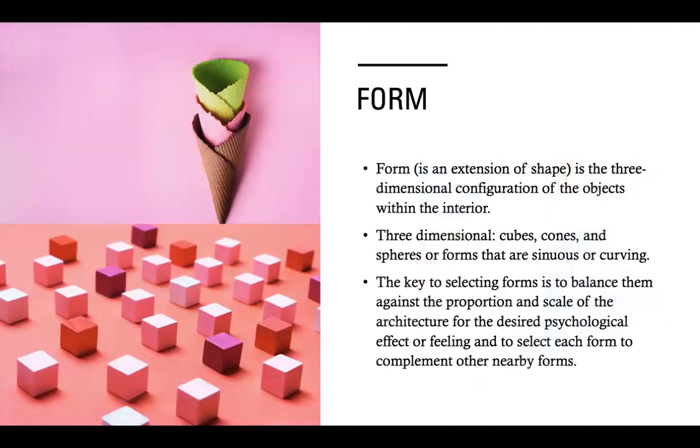So form is the extension of shape, that gives balance when playing against proportion and scale of the architecture for the desired psychological effect or feeling, and to select each form to complement other nearby forms. So squares, for example, give the feeling of a more business-like atmosphere in a room, where more curved lines or forms will make the room feel gracious and relaxed.